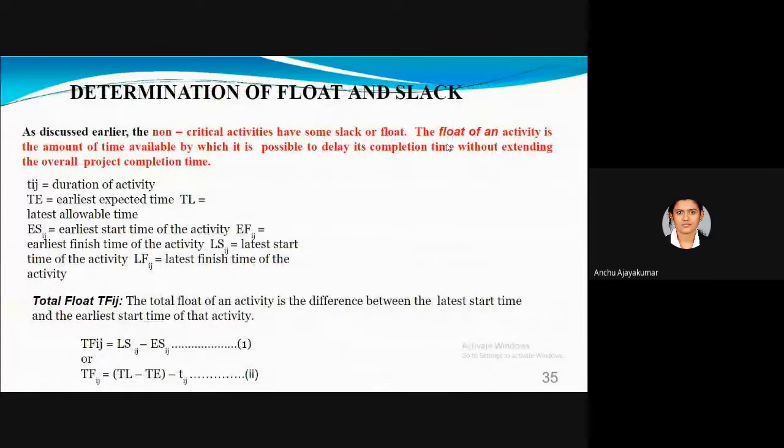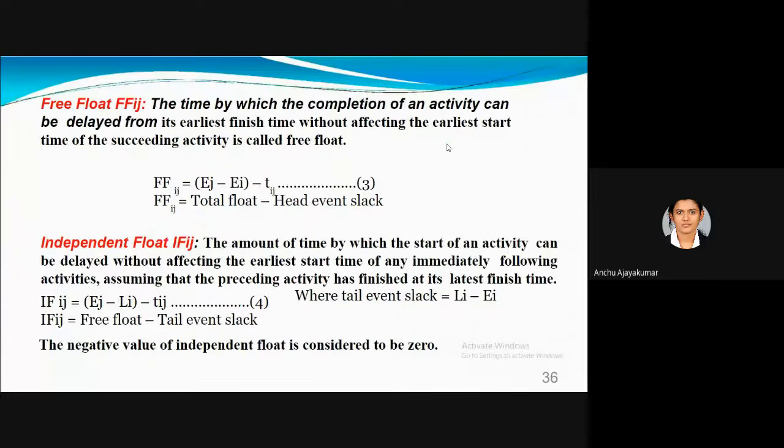Next is float. Float is similar to slack. It is the difference between the latest start time and the earliest start time of an activity, or the latest finish and the earliest finish. That is the total float.